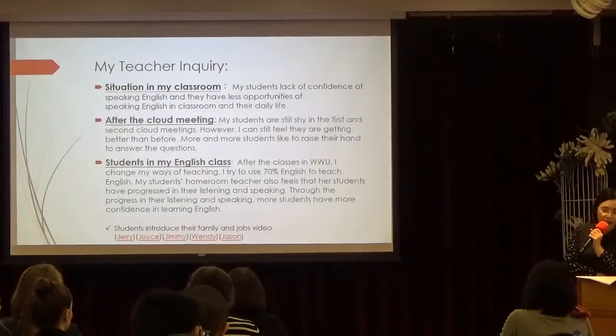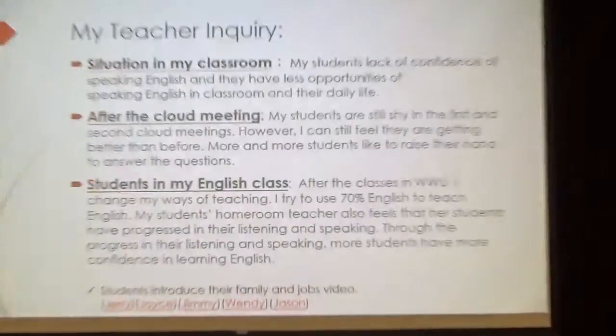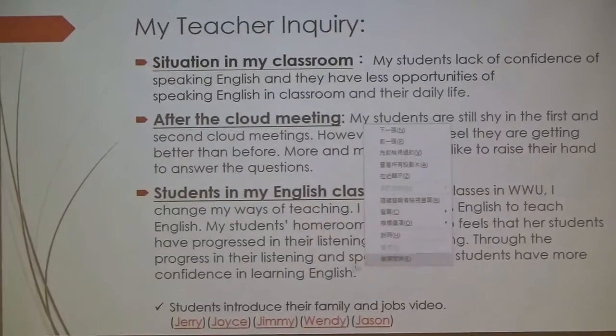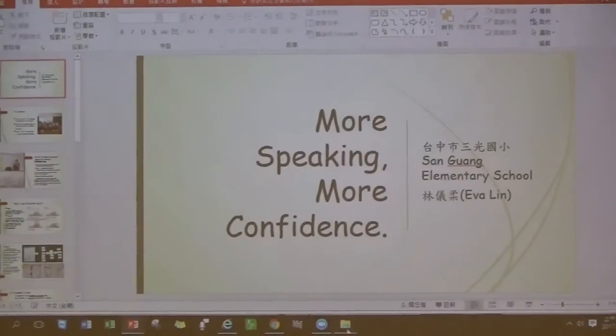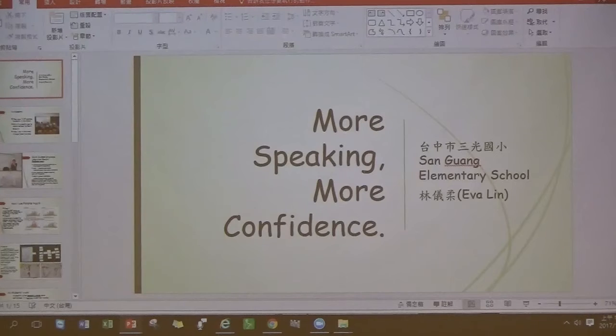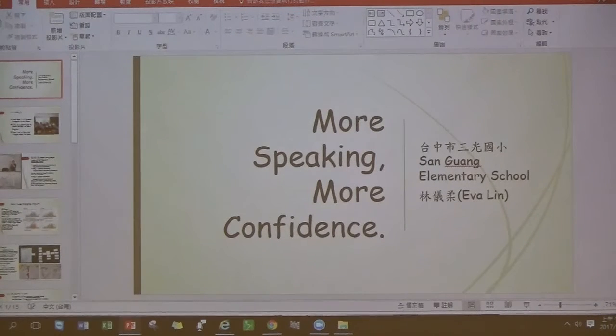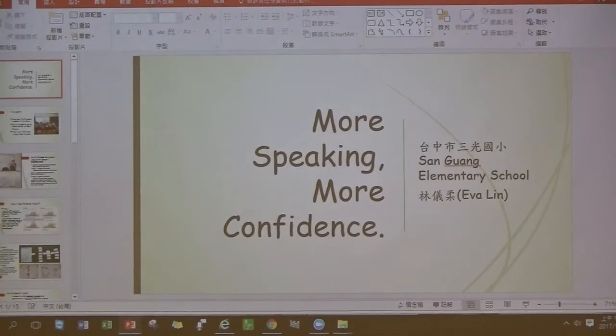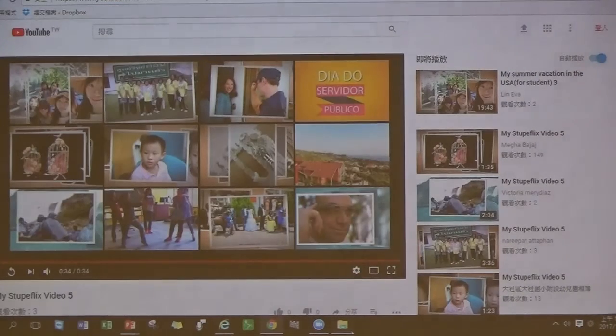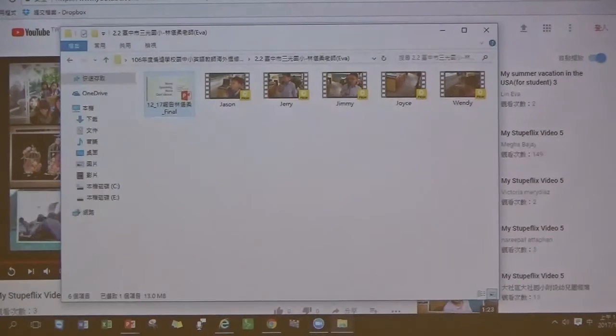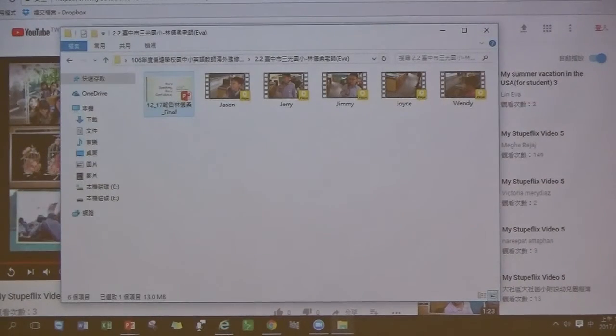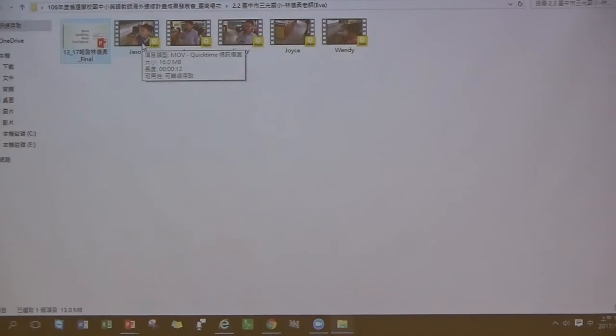Okay, and the next one, I will show my students, because we have the fifth club lesson and the sixth club lesson, and our topic is family and family jobs. I will show students who have to present their family to Leah and introduce their family's jobs. And the first student is good at English, so he can speak English fluently.